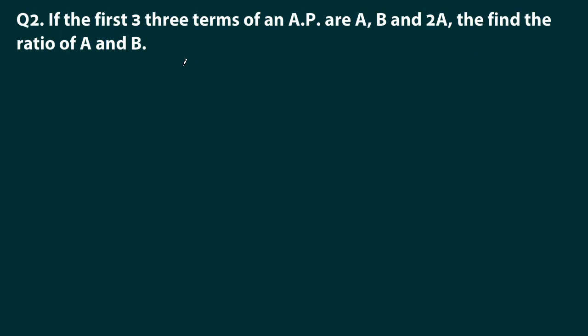So now we know that the first term, we typically write the first term with a lowercase a, and if the common difference is d, then we know the formula that the nth term will be equal to the first term plus n minus 1 times d.